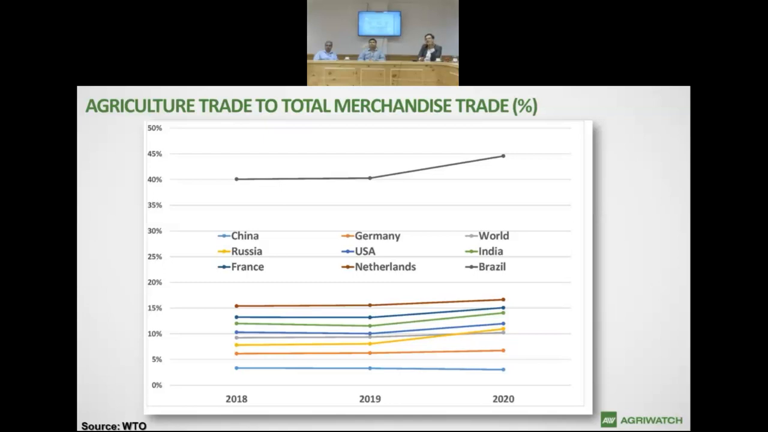Here also you will see that, except for Brazil, the share of agriculture trade in a country's overall trade is lower. Brazil this year is at 45%. Previously, for the past 2 years, it was around 40%. India, you can see, is roughly around 2.5 to 3%, and the US would be around 10 to 12%. So while we produce a lot, when it comes to agriculture trade versus overall trade, we should aspire to be closer to Brazil.